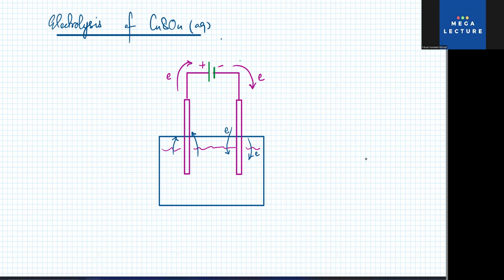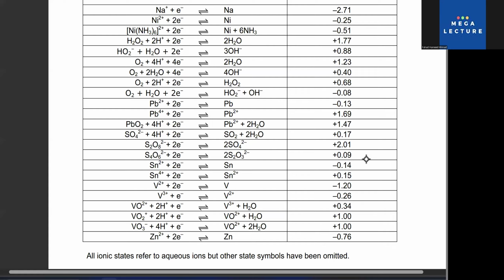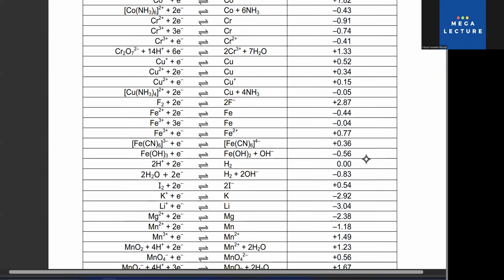So you've got copper 2 plus and you've got water, right? And on the other side, you've got sulfate and you've got water as well. And you're going to look for who gains electrons at the cathode. Okay, so at the cathode, you want to find out: copper 2 plus or is it H2O? Who gains electrons? That's it. So go to the data booklet and try and quickly find out copper 2 plus gaining electrons, water gaining electrons.